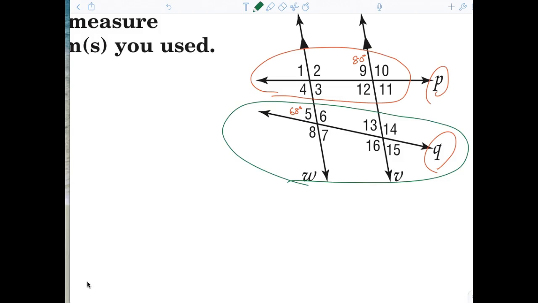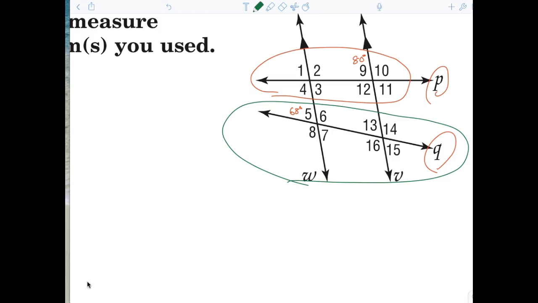All right? Now, for everything that's circled in green, all acute angles are going to be what? And all obtuse are going to be 112. Everybody happy with that? Anybody have any questions? And you guys can fill that in. I don't need to put all that in.